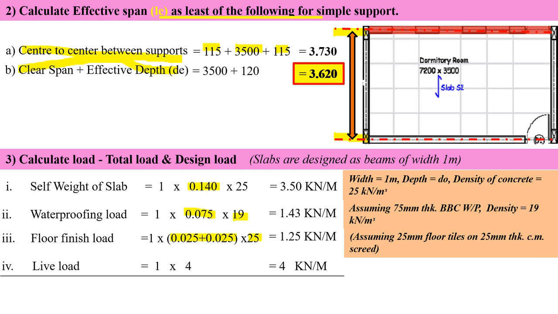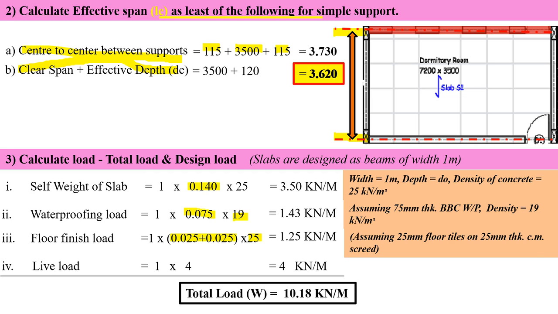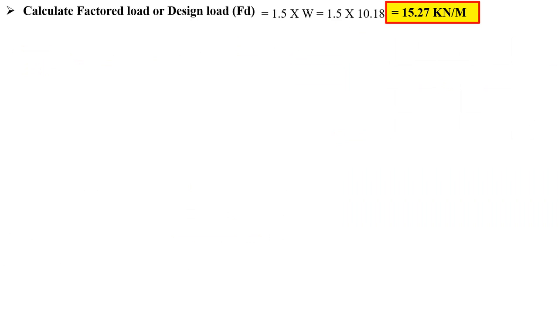So adding all the values is going to give me a total load, which I'm putting as W, that equals 10.18 kilonewton per meter. But for doing the design, we should calculate the factored load, also known as the design load. Calculating the design load, we need to just multiply the total load by 1.5. So we are getting a value of 15.27 kilonewton per meter.